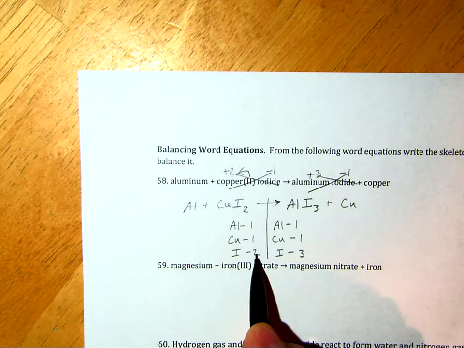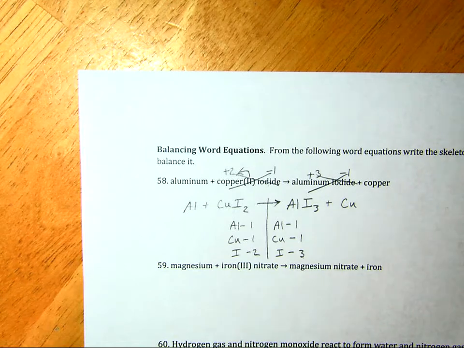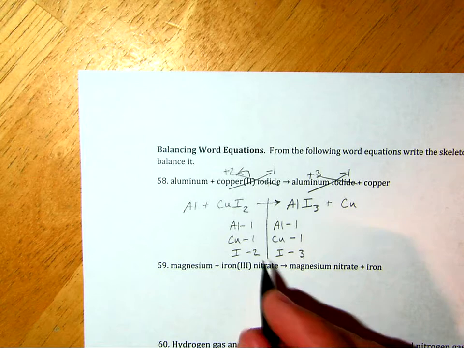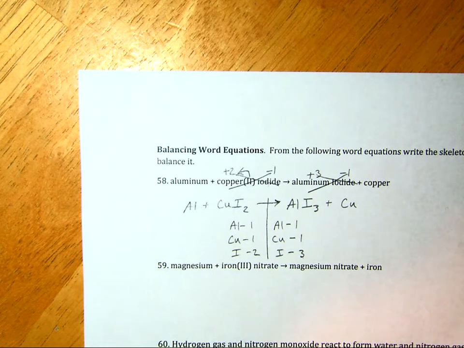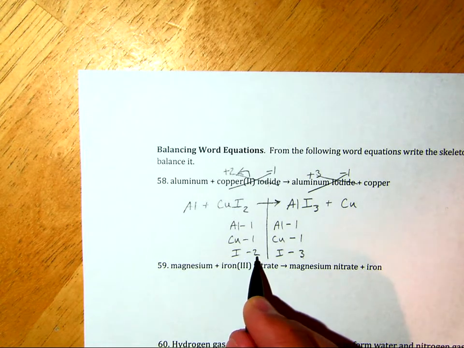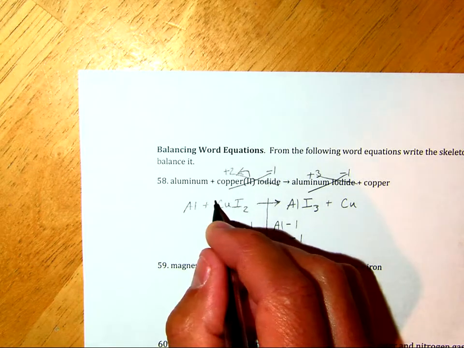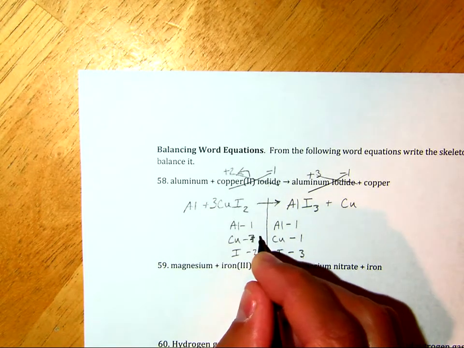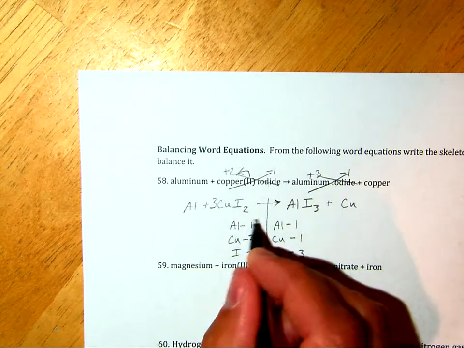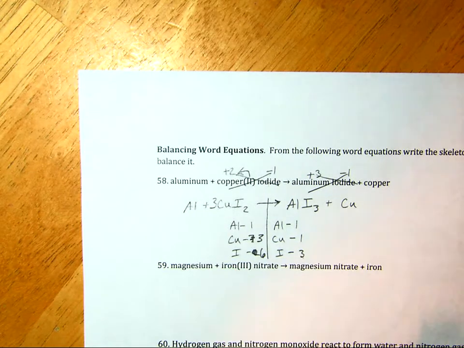So when you ever have a 2 and 3, think of the lowest number that 2 and 3 will go into. The lowest number that 2 and 3 will go into, their least common multiple, is 6. So we're going to try to get to 6. How do you get to 6 iodines on the left side? Well, you'd have to put a 3 here. But by putting a 3 there, we've got 3 coppers now and 6 iodines.